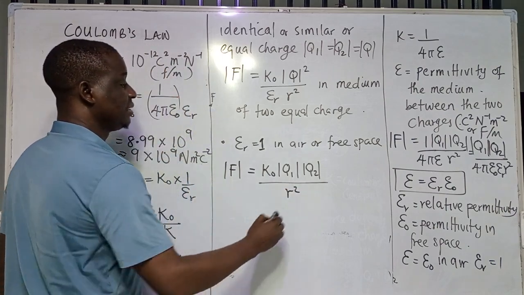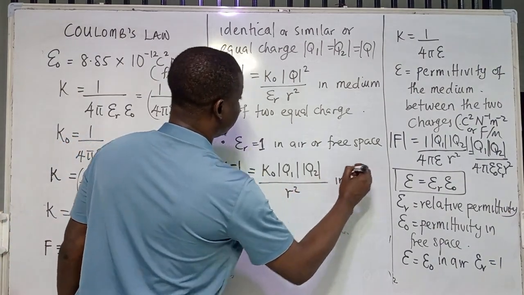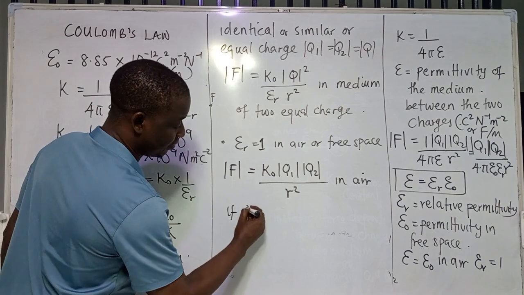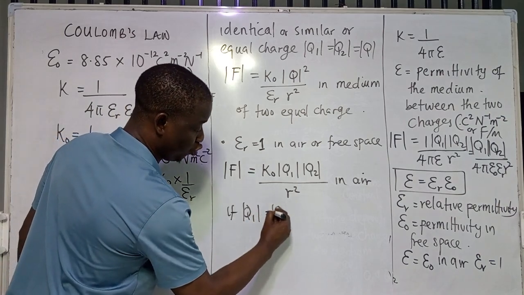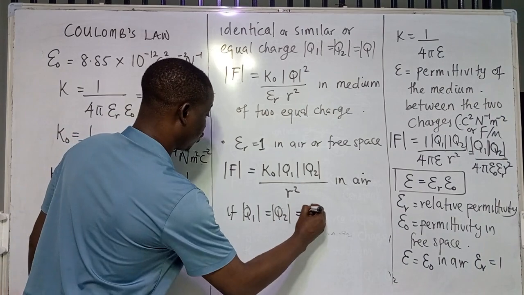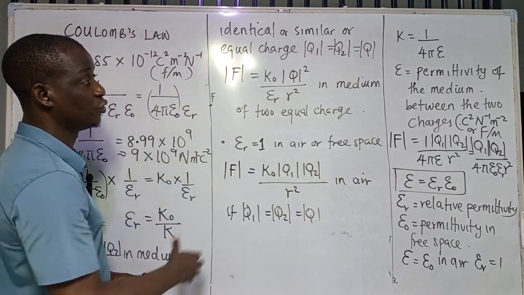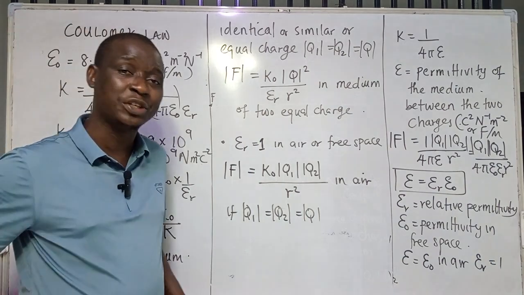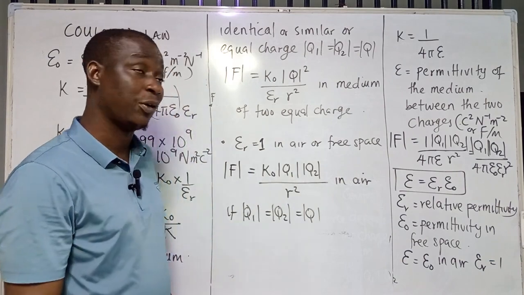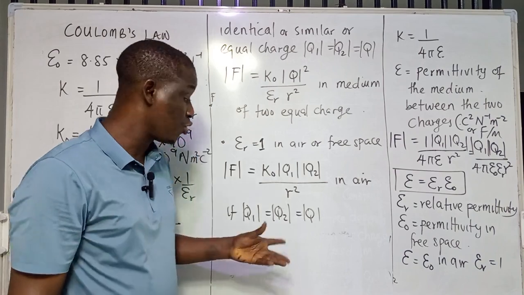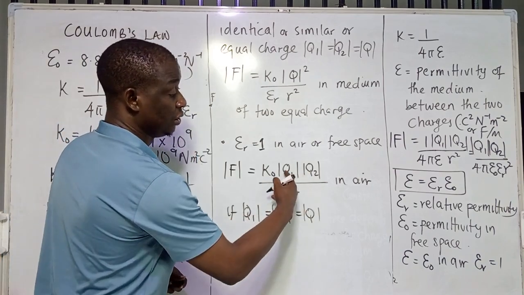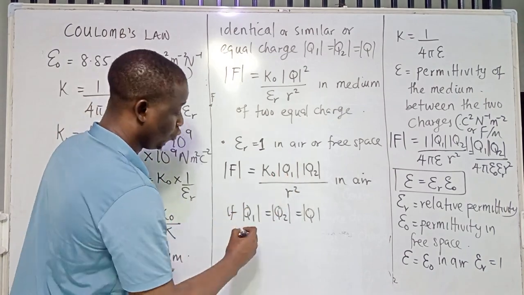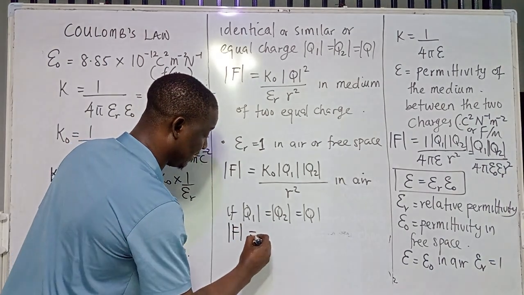r squared. This is in air or in free space. But what if the two charges are equal, if Q1 is equal to Q2, all equal to Q? What will now happen? Just like the way we have equal or identical charges, like the first case that we just did for a medium. Now what you are going to do is substitute Q for Q1 and Q for Q2, and the formula will now be reduced to something like this.